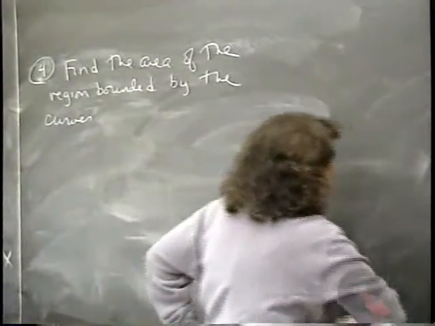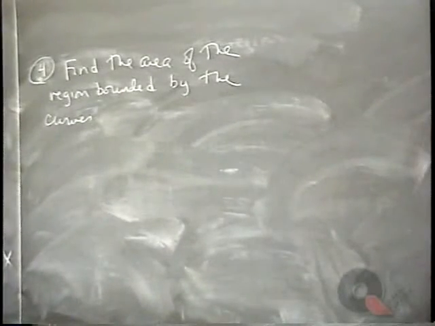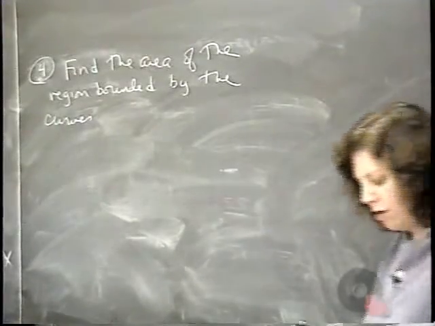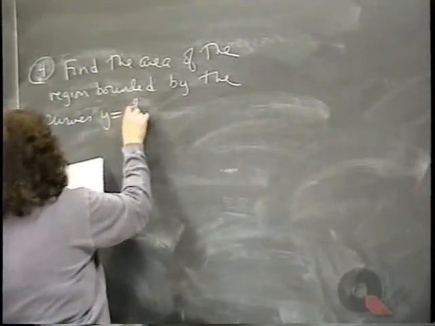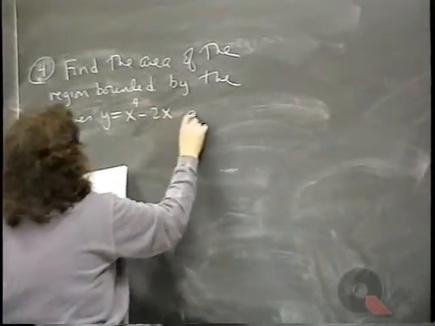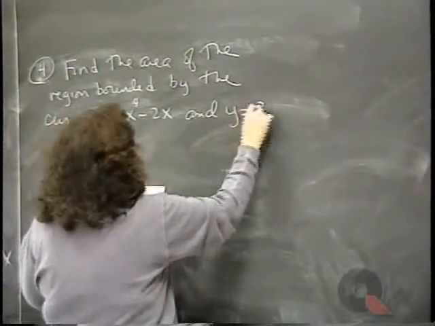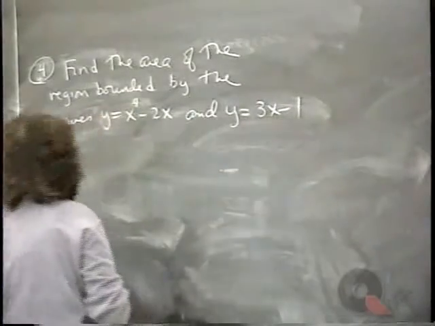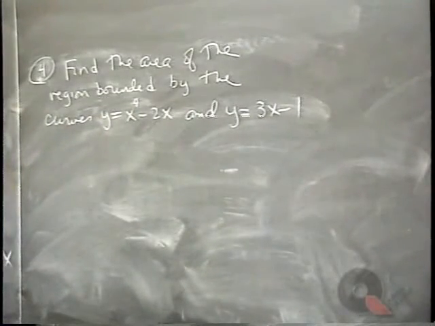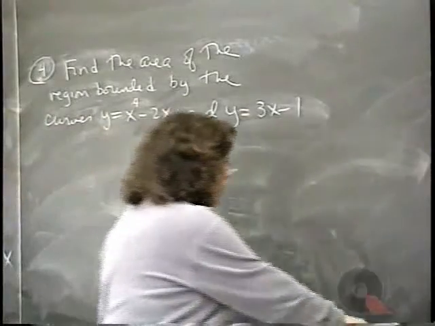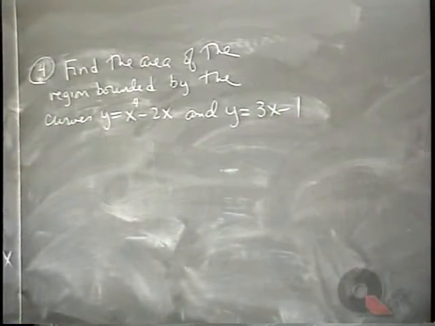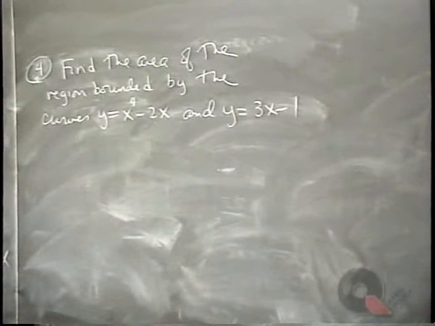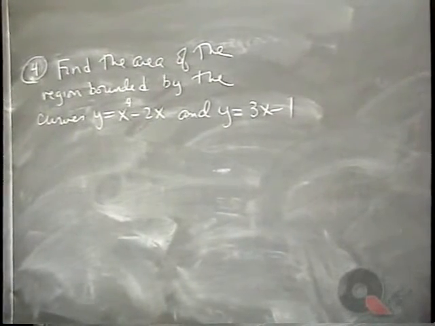And this time, the curves are y equals x to the 4th minus 2x, and y equals 3x minus 1. And I'm going to basically do this entire problem on the calculator. So let's go over and have the calculator do the sketch for us.